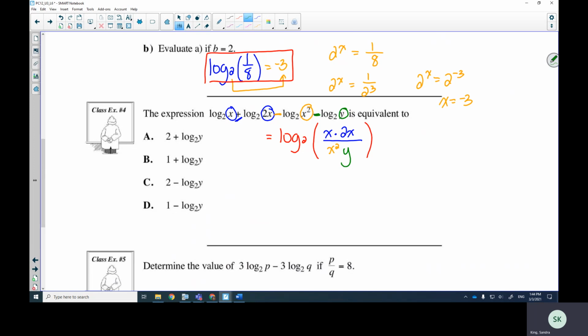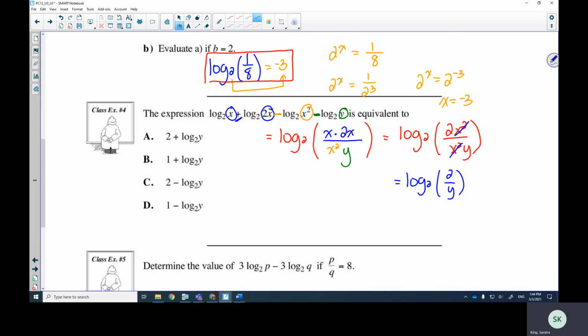Then let's clean up some stuff. So this would be equivalent to the log base 2 of, this is like 1x times 2x. So 1 times 2 is 2, x times x is x squared. So I would have 2x squared up here, all over x squared y. That's what I would have there. Then there's something else I can clean up. Cole, what do you want me to clean up from here? The x squareds can cancel. So those guys will cancel. And I would be left with log base 2 of 2 over y.